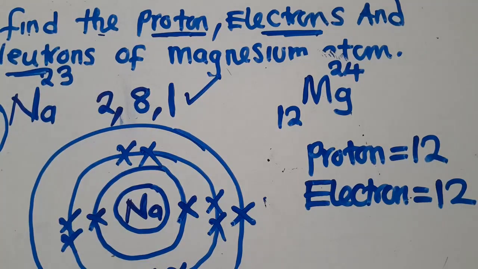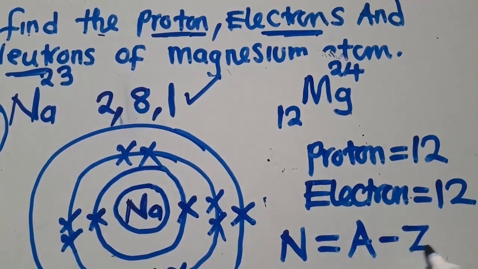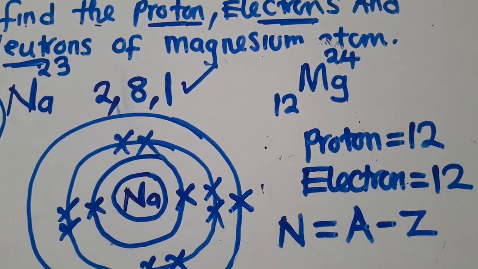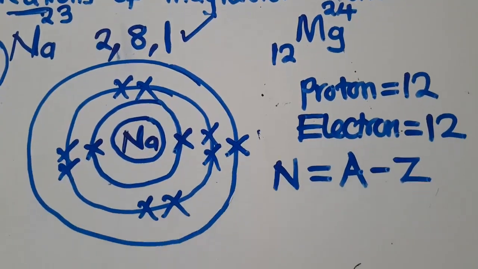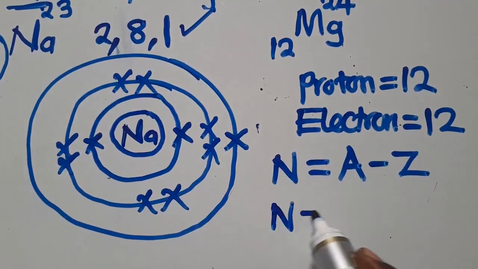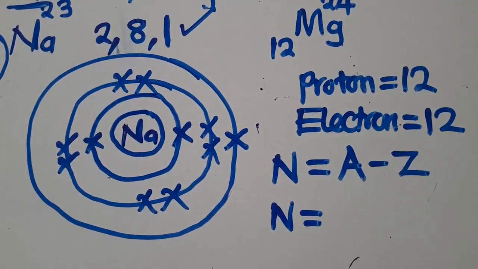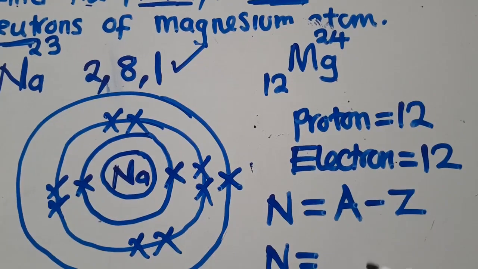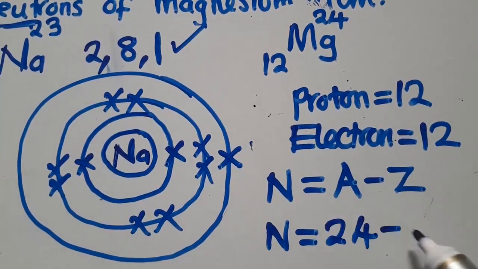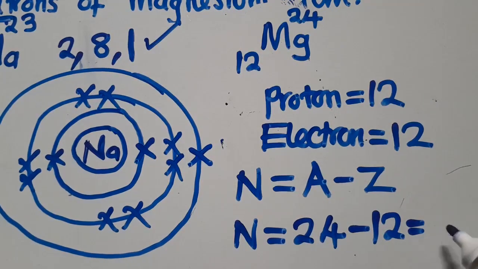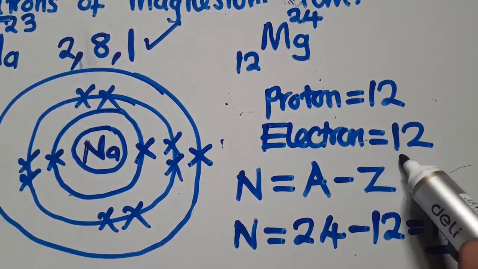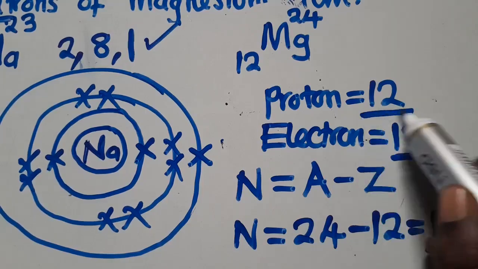We move to the neutrons. I'll say N. Neutrons is equal to A, the mass number, minus the proton number. This is the formula that you need to know. So N is equal to the mass number of magnesium, 24, minus the proton number, 12. When you subtract, which answer are you getting? You're also getting 12. This is the number of neutrons, this is the number of electrons, and this is the number of protons.